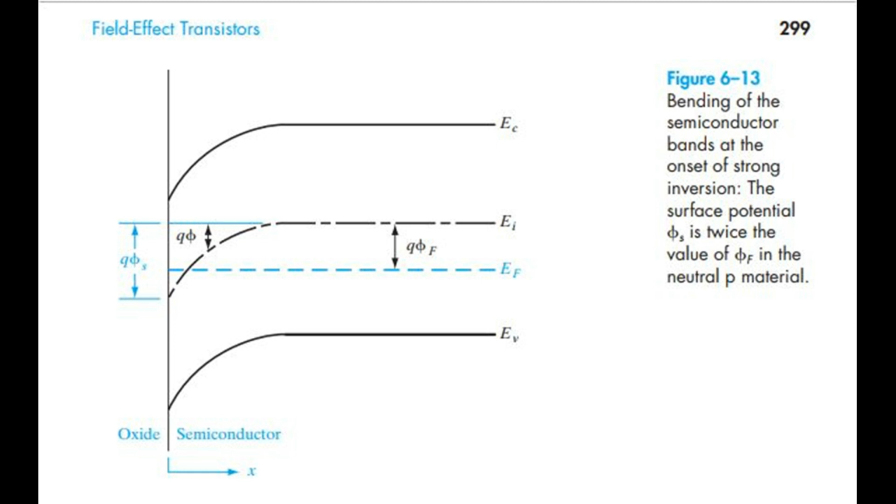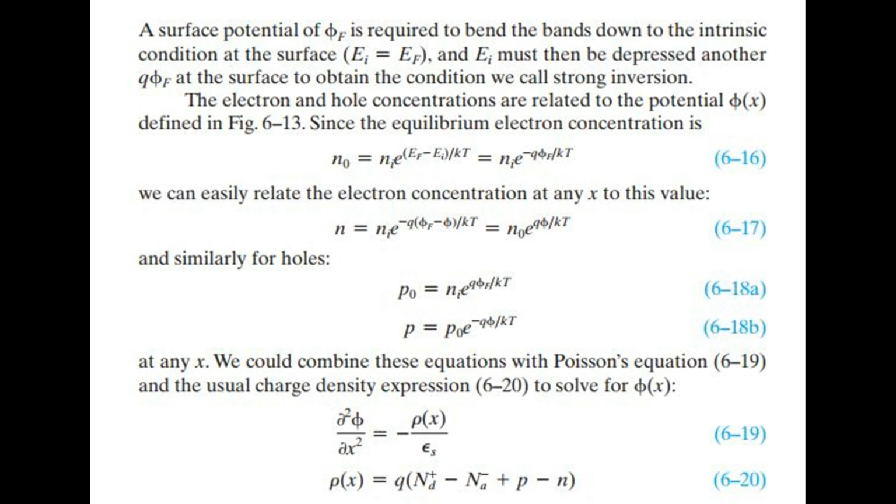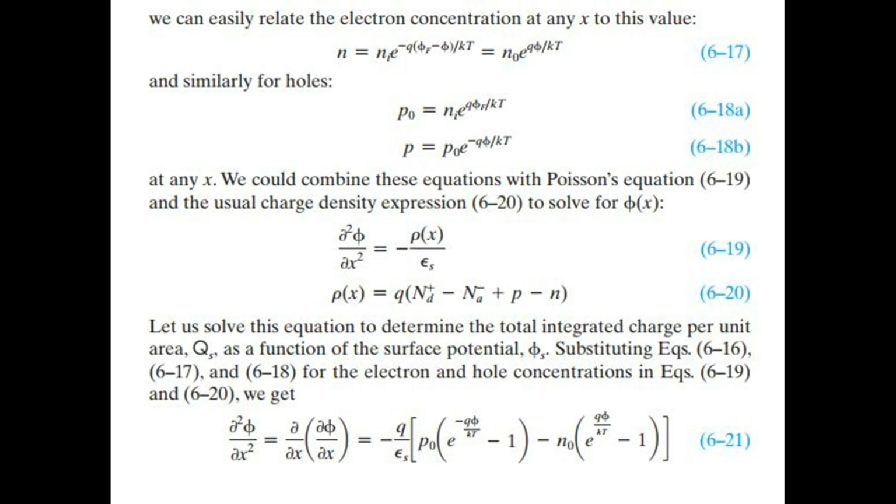The electron and hole concentrations are related to the potential ψ(x), defined in Fig 6.13. Since the equilibrium electron concentration is known, we can easily relate the electron concentration at any x to this value, and similarly for holes. At any x, we can combine these equations with Poisson's equation, 6.19, and the usual charge density expression, 6.20, to solve for ψ(x).